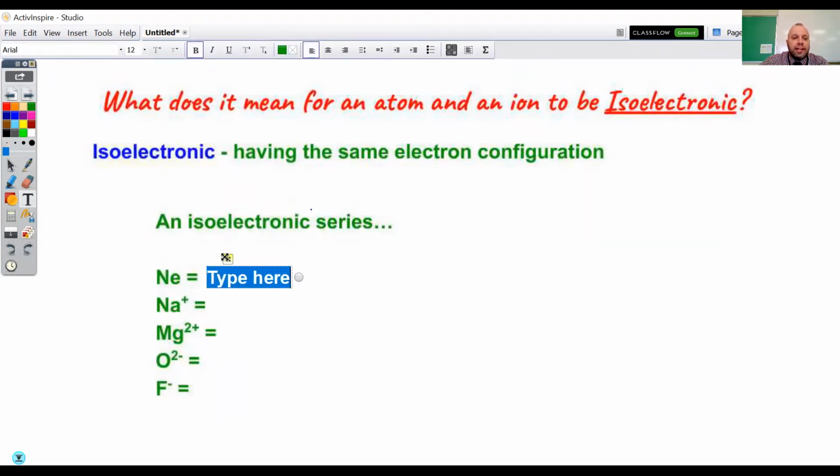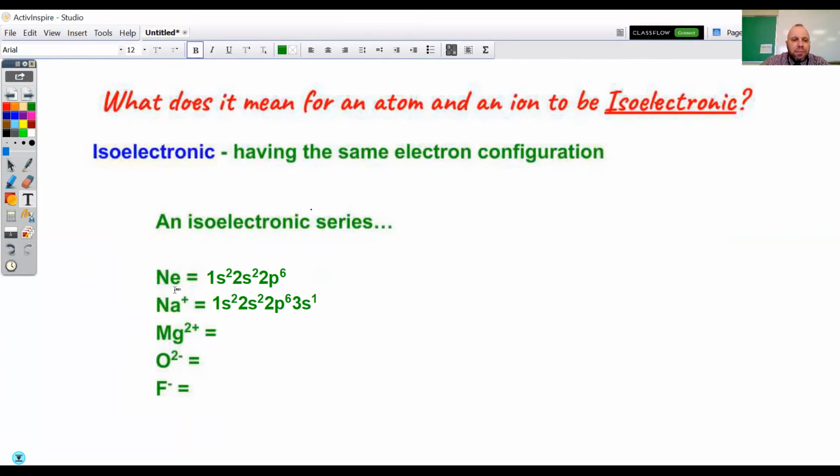So the first one that we're going to look at is with neon. If I type in the electron configuration for neon, I have 1s2, 2s2, 2p6. Now, if I look at the electron configuration for sodium, we're going to see how it's similar. So 1s2, 2s2, 2p6, 3s1.